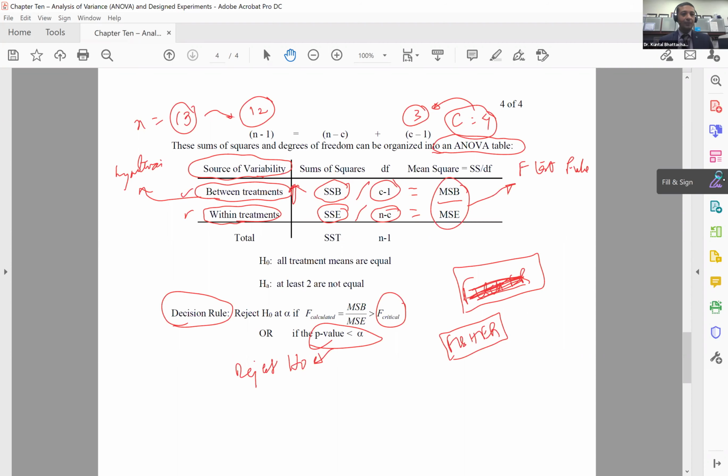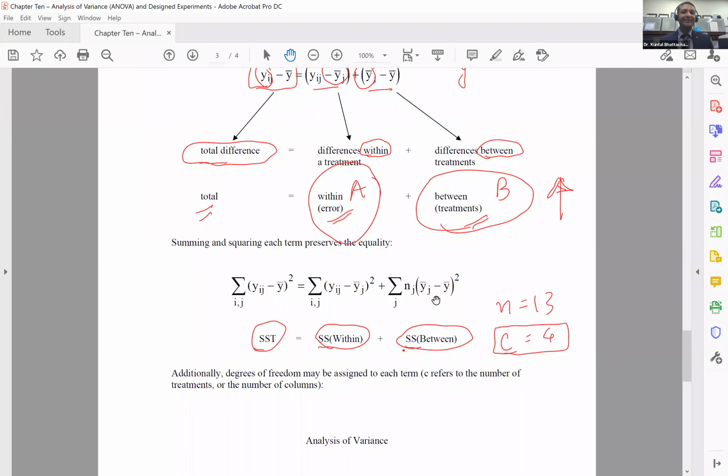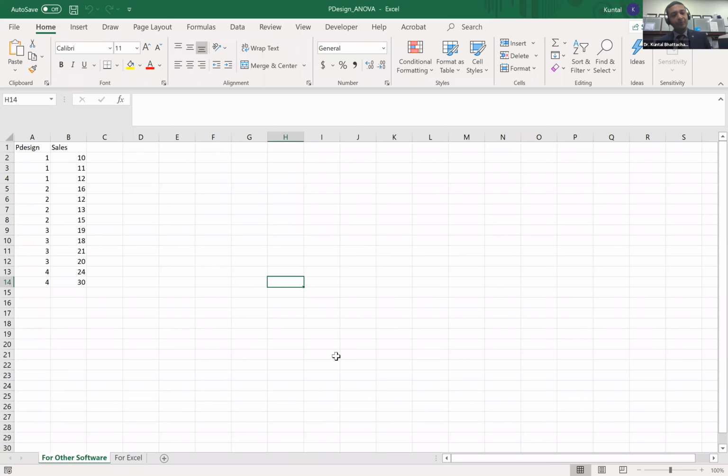Okay. So the reason I talked about this at length, looking into the preparation of the process, is that hopefully it now helps you understand that table better: where those numbers come from, what is the source of that variability, and so on. So if you look at the Excel spreadsheet that I asked you to open, pdesign underscore ANOVA, the Excel spreadsheet has two tabs, as you will see.